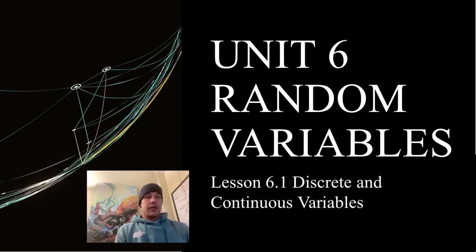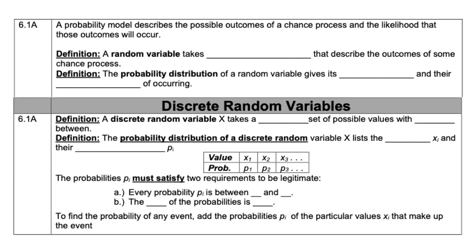All right, statistics. We're on Unit 6, random variables. This lesson is on discrete and continuous random variables. Let's get started. So we know that a probability model describes outcomes of a chance process.